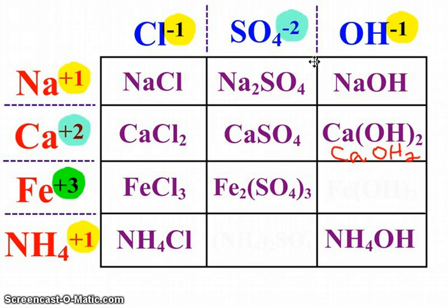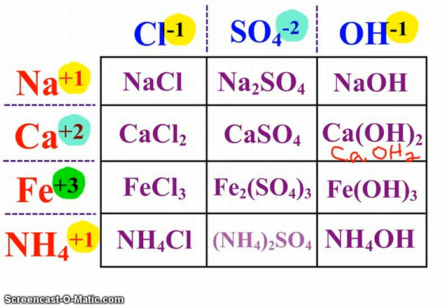Fe +3, hydroxide -1. Again, make sure those parentheses end up around hydroxide when there's more than one. I didn't need them here or here because I only had one of the polyatomic ions. And here's the last example. Ammonium +1, sulfate -2. I need 2 ammoniums to cancel out the -2 charge of the sulfate. So that's what that formula looks like, ammonium sulfate.